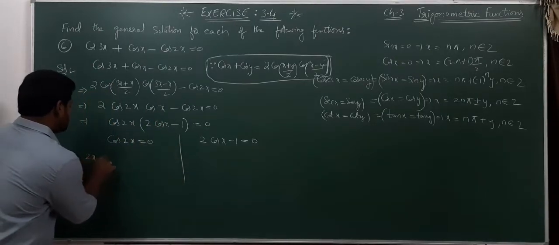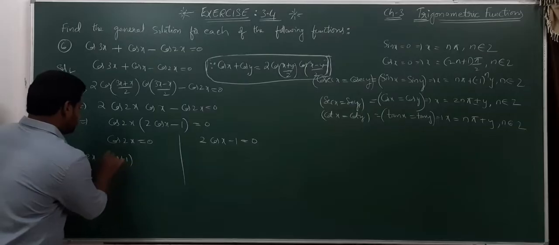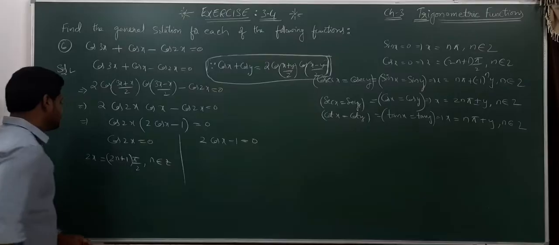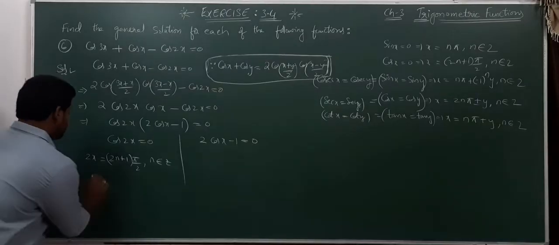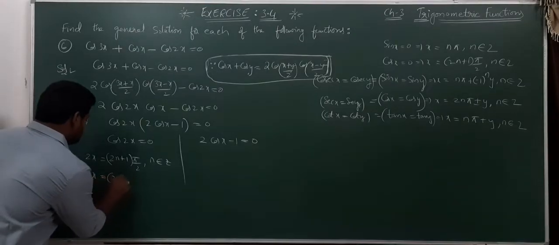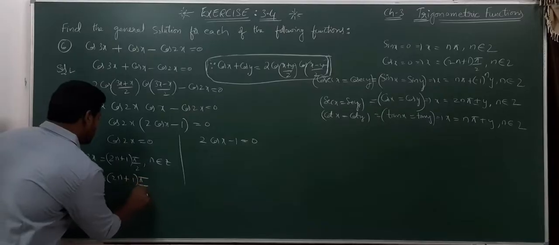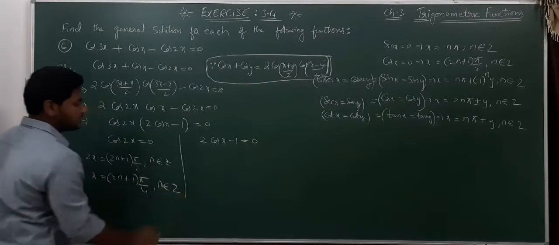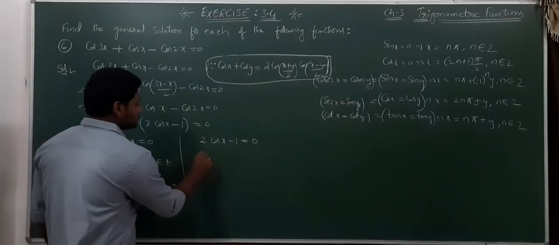So here 2x equal to (2n plus 1) into pi by 2, where n belongs to Z. If we bring the 2 here, it becomes x equal to (2n plus 1) into pi by 4, n belongs to Z. So this is one general solution. Next we will come to this.